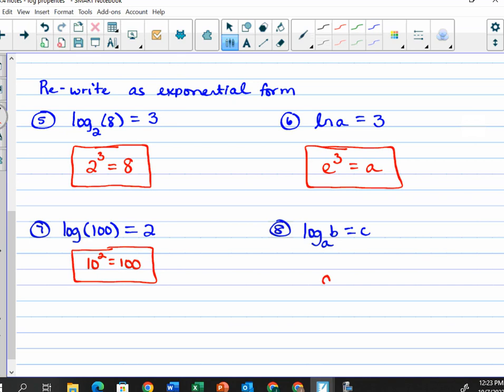It's real loud and then real quiet. Yes, a to the c equals b. All right. Are we okay with rewriting? Sure. All right. Let's do some evaluating.